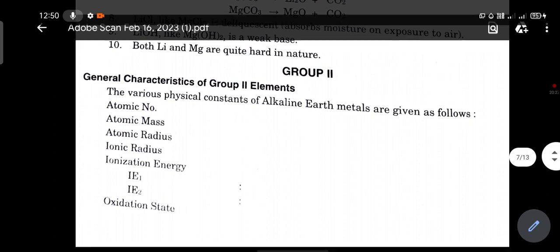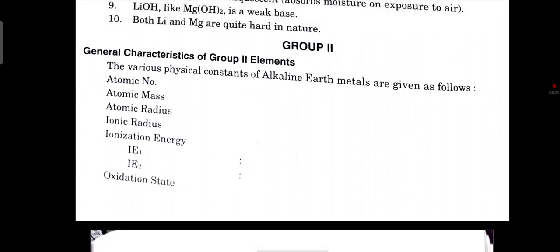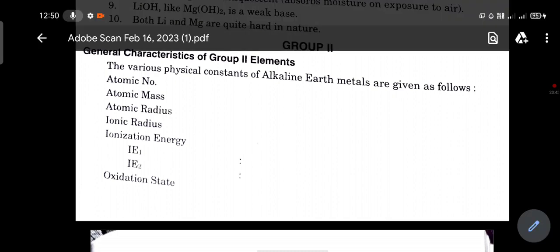Now we will discuss some properties of the group 2 elements. General characteristics of group 2 elements. The various physical constants of alkaline earth metals are given as atomic number, atomic mass, atomic radius, ionic radius, ionization enthalpy, and oxidation energy.